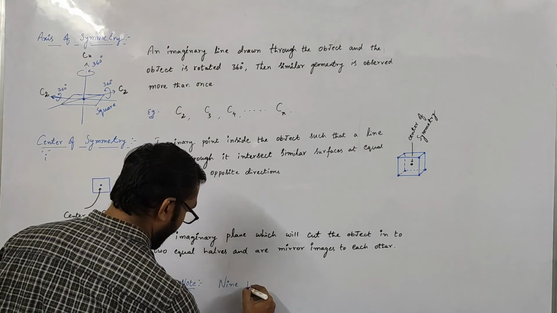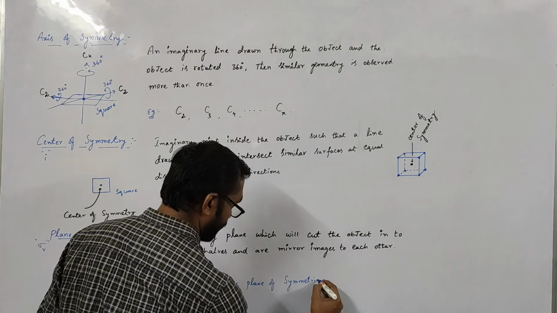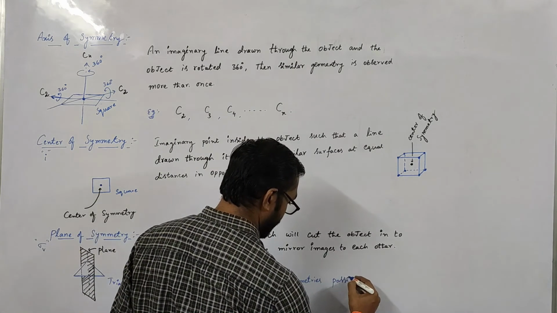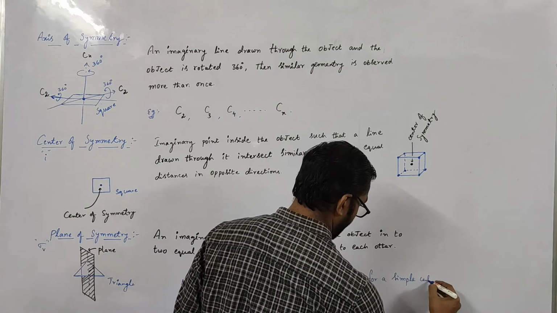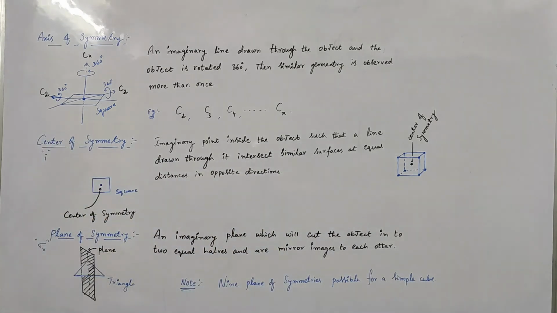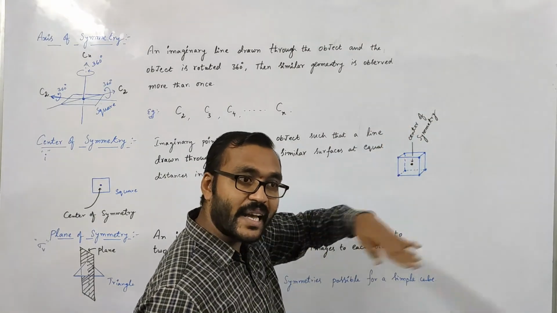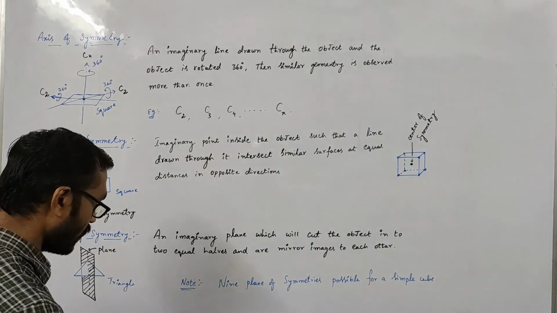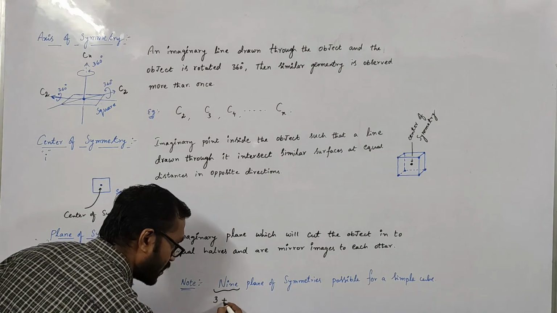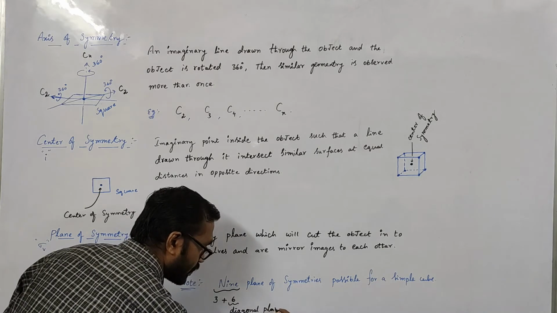9 planes of symmetry are possible for a simple cube. Right? 6 diagonal planes of symmetry, 3 rectangular planes of symmetry. Any doubt in that? Right. I write 9 as 3 + 6, and these 6 are diagonal planes. Any doubt here? Diagonal planes.